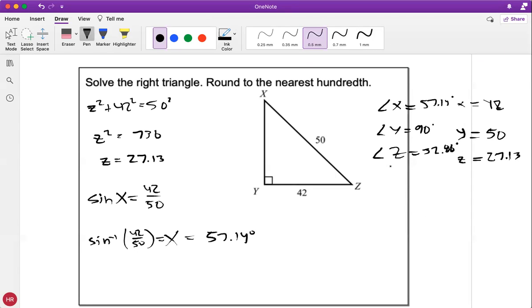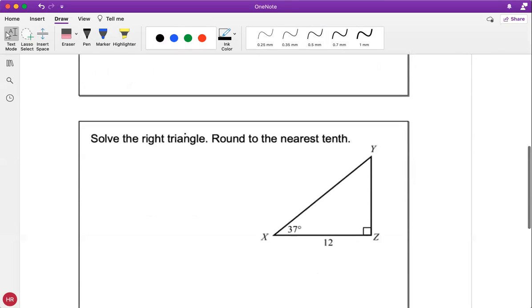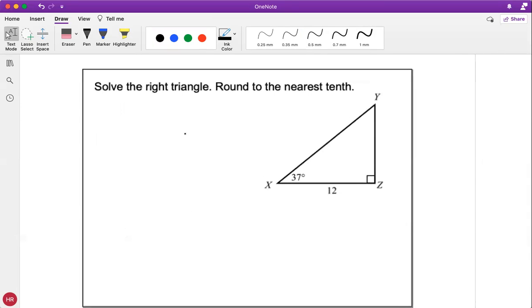Again, you could have solved for Z first and then subtracted this one and this one to get that one. You get the same answers if you do it that way. So this is, again, how we use inverse trig to solve triangles. And now this time I'm given different things. I actually may not need to use inverse trig for this one.